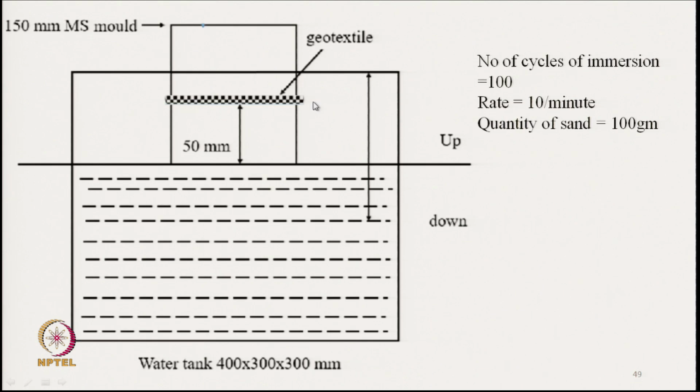This is the diagram where geotextile and sand particles are kept here, and this total frame is moved up and down, so that the sand particles move through the geotextile. Typically the number of cycles of immersion is 100. After testing we calculate the amount of sand particles that pass through the geotextile.